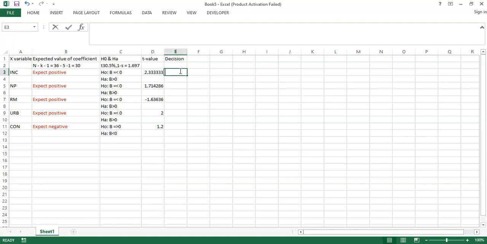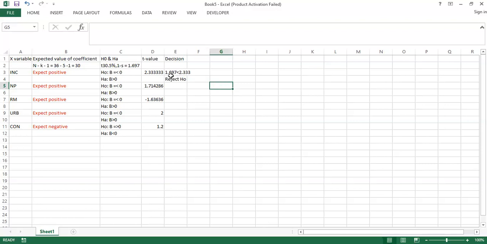Then we can say 1.697. This one is smaller, right? Smaller than 2.333. So what do we do? We reject the null hypothesis. What is our null hypothesis? We reject the null hypothesis. That's a very easy decision to make. So that's what we are looking at.